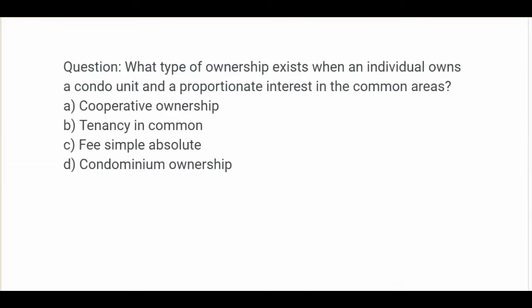What type of ownership exists when an individual owns a condo unit and a proportionate interest in the common areas? A. Corporate ownership or cooperative ownership. B. Tenancy in common. C. Fee simple absolute. D. Condominium ownership.